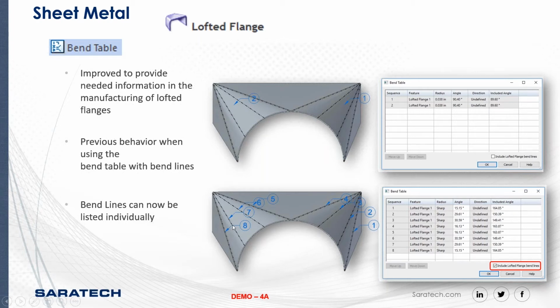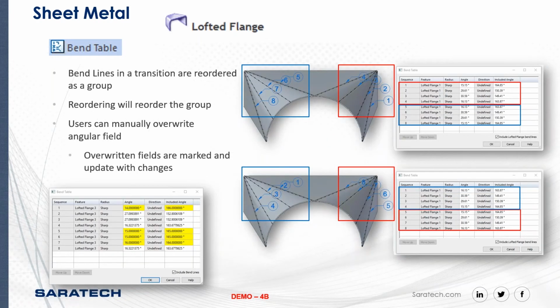So the bend lines and transitions are reordered as a group. Reordering will reorder the group. The user can manually overwrite the angular fields. So you can see here where they're highlighted in yellow there. So you can actually go back in there and make changes to that. What I mean by that, you can overwrite the fields of marked and update it with those changes.